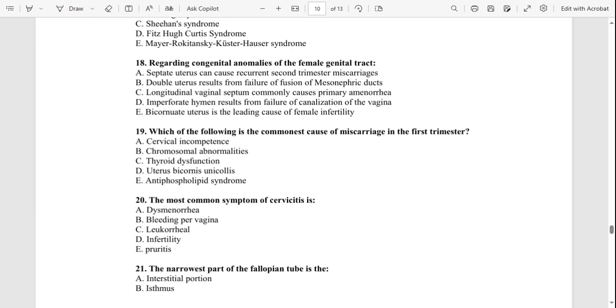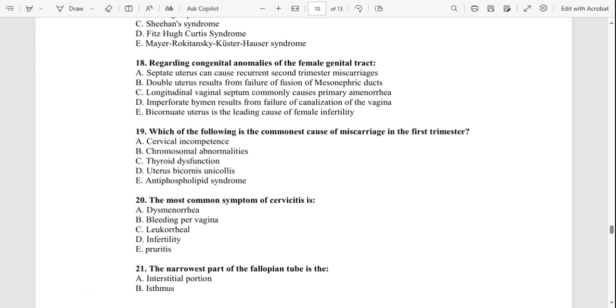Number 18, regarding congenital anomalies of the female genital tract: A. Septate uterus can cause recurrent second trimester miscarriage. B. Double uterus results from failure of fusion of the mesonephric duct. C. Longitudinal vaginal septum commonly causes primary amenorrhea. D. Imperforate hymen results from failure of canalization of the vagina. E. Bicornuate uterus is the leading cause of female infertility.